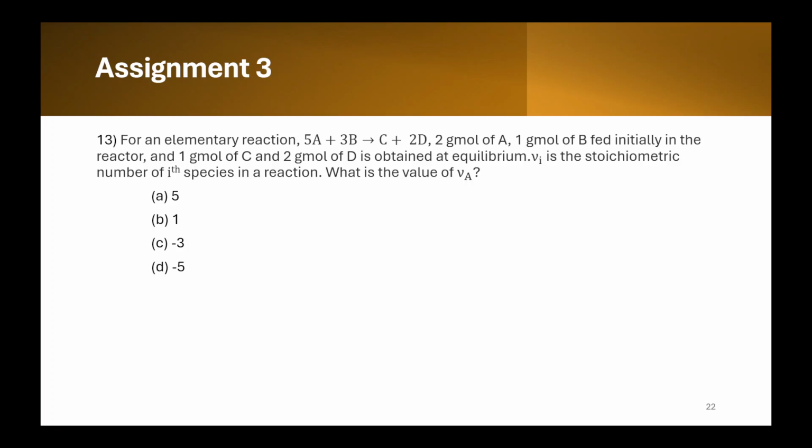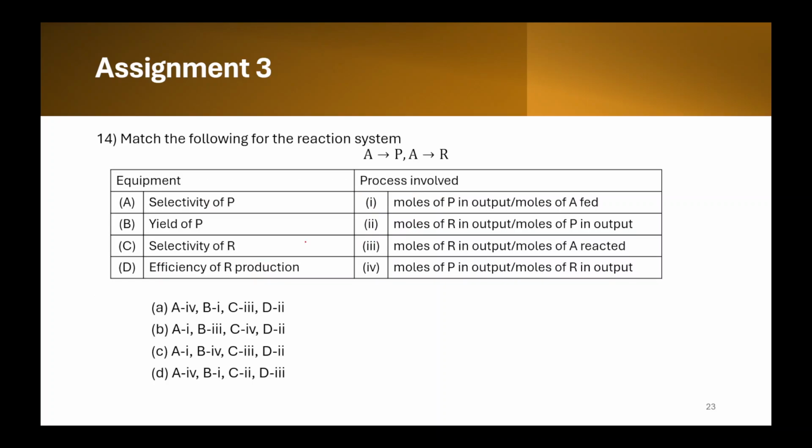So if we go by the convention, nu A, the stoichiometric coefficient according to this reaction of A, will be 5. However, we need to consider the sign convention here as well. So for reactant, it is negative, and product, it is positive. So the stoichiometric coefficient here will be -5 for A. The correct answer is -5.